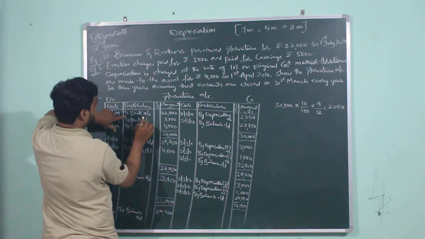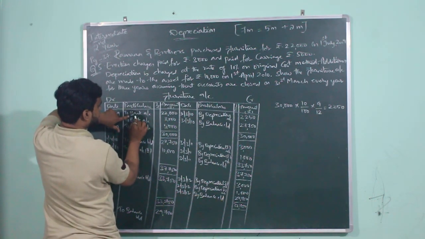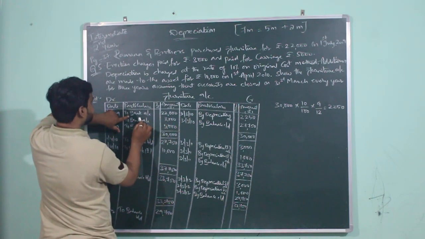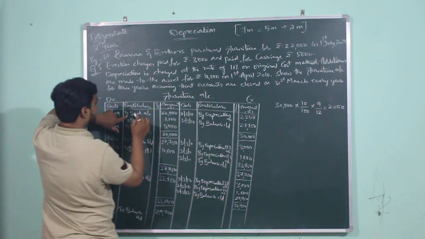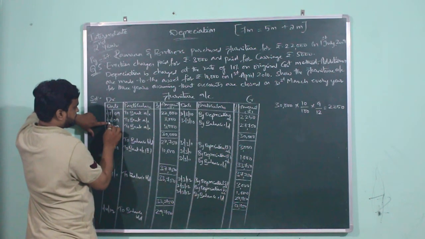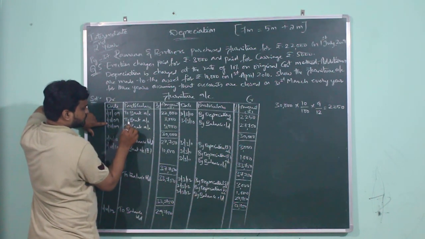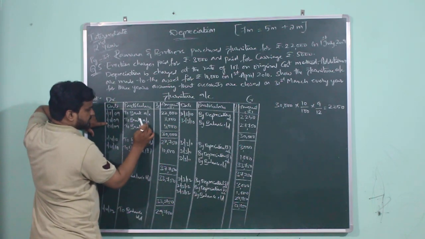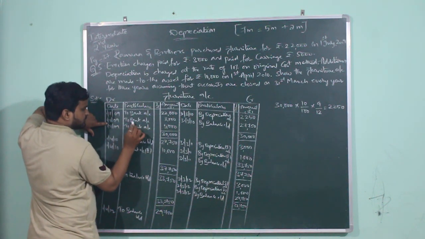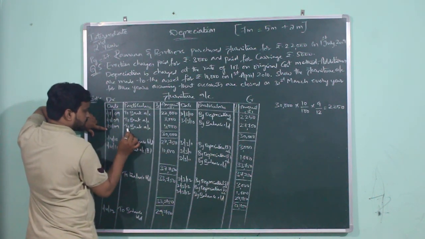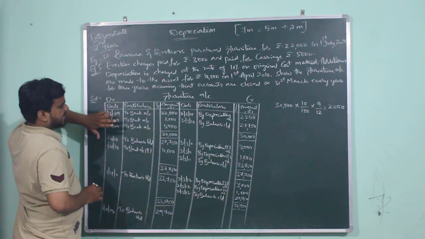They have purchased the furniture for 22,000. It will be recorded as to bank account 22,000. Next they have spent 3,000 on erection and 5,000 for carriage. So it can be recorded as on 1st July 2009, to bank account 8,000. You can add 3,000 and 5,000 and write it at once as to bank account 8,000, or else individually you can show it as to bank account 3,000 for erection and to bank account 5,000 for carriage.